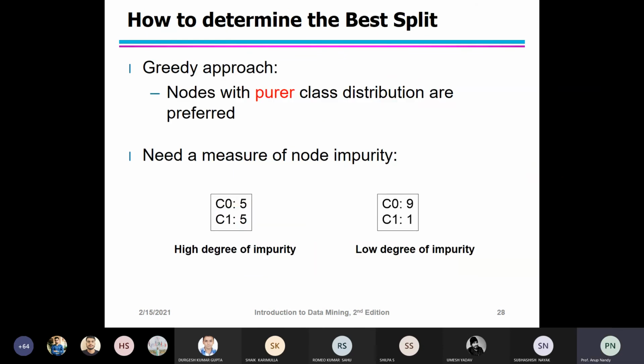If you have C0 equal to 0.5 and C1 equal to 0.5, so the class distribution before splitting is 0.5, 0.5, what does it mean? Anyone? Equal probabilities, because you have an equal number of records from each class.